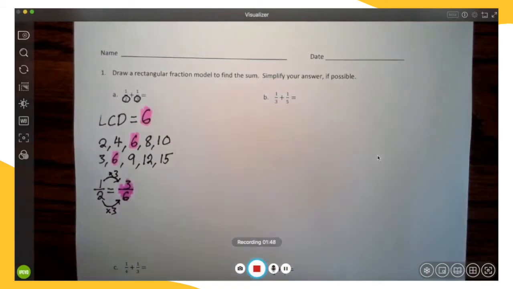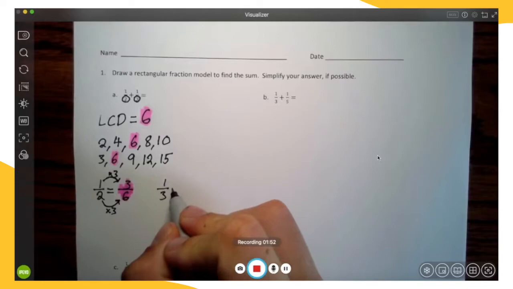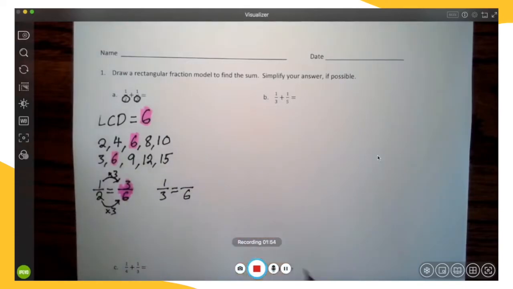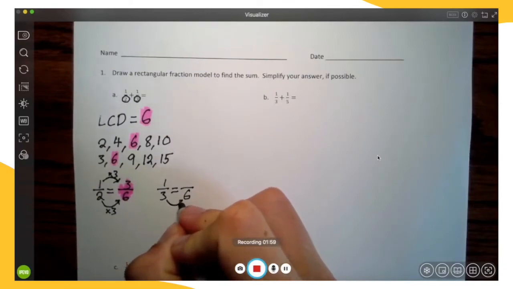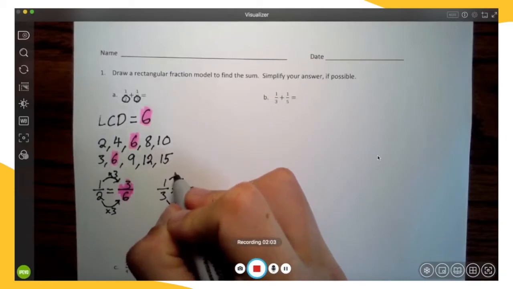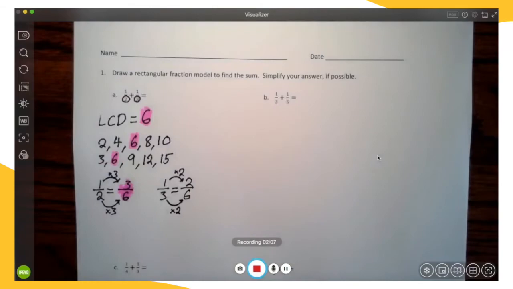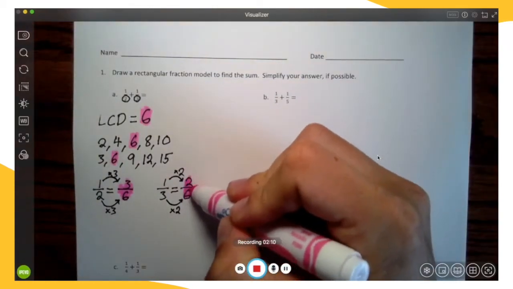Now let's do the same thing with 1/3. 1/3 is equal to how many sixths? Well, you should have thought 3 times 2, that gets you to 6. So you have to do 1 times 2, which is 2. 1/3 is equal to, or converted into, 2/6.